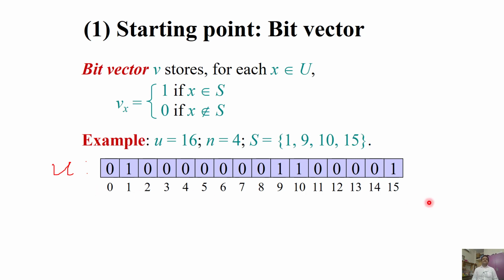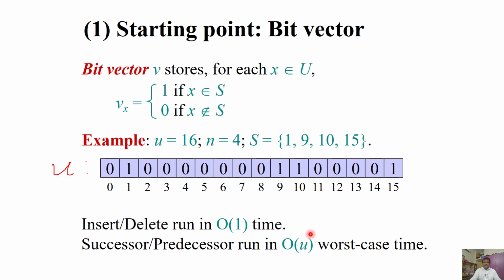So how can we insert an element in this data structure? Suppose we want to add 8 in this set S. So what to do? We go to V of 8 and we make it 1, constant time. Suppose we want to delete 9, 9 is already there. So how to do it? We go to V of 9, and we make it 0. So just theta of 1 time.